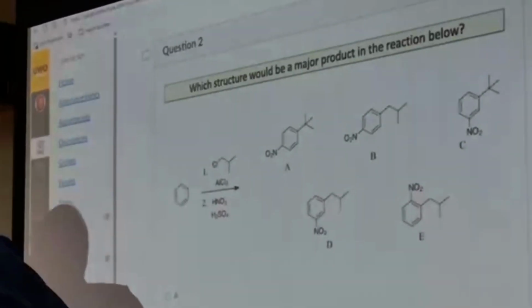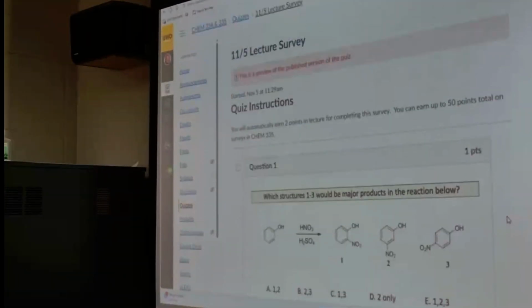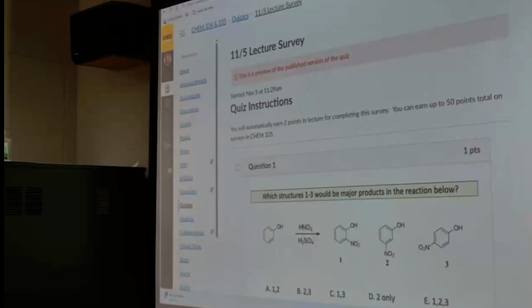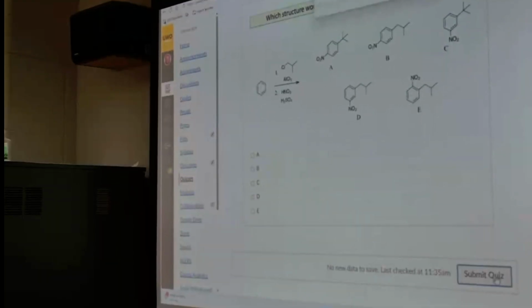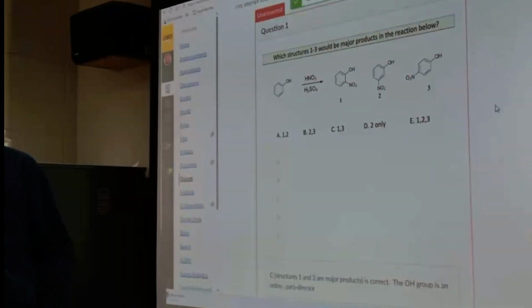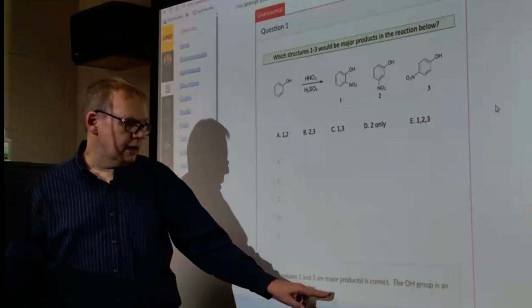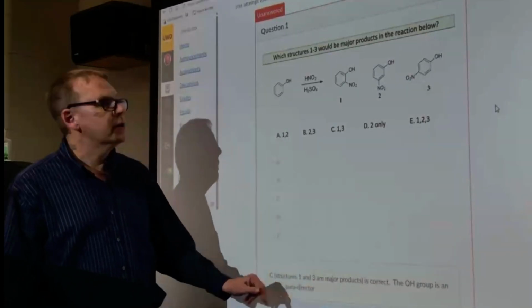So I'm going to submit this so I can show you the feedback on this quiz or survey, because it's pretty good. It was designed, it ends up explaining a lot of stuff. So let's go through and take a look at this. The first question, the answer is C. Structures 1 and 3 are major products. That's correct. The OH group is an ortho-para director.